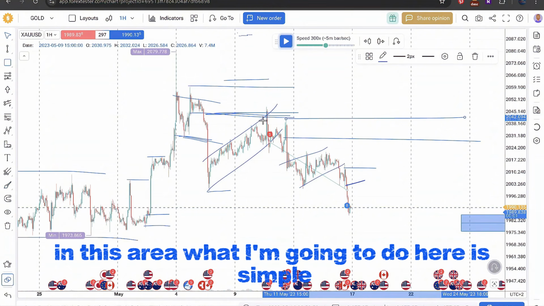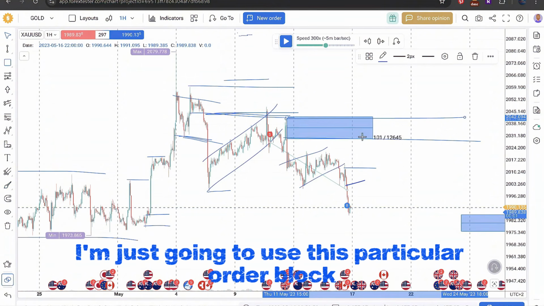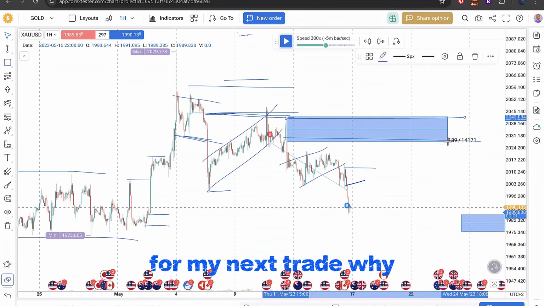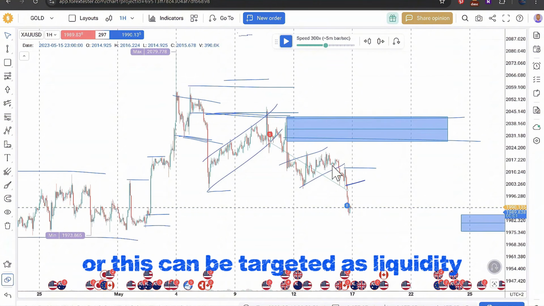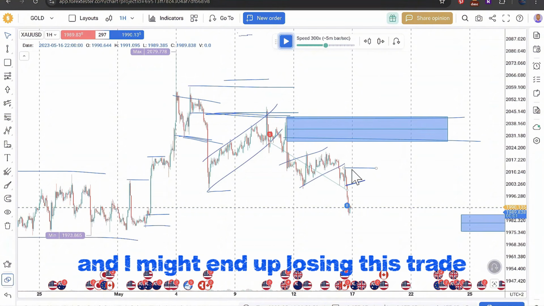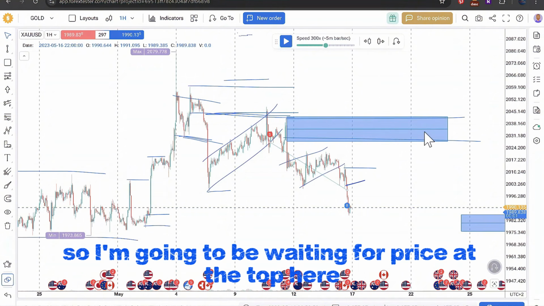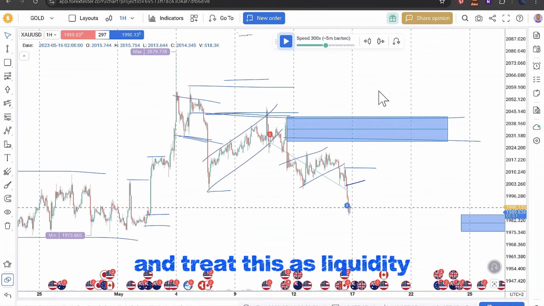What I'm going to do here is simple. I'm just going to use this particular order block for my next trade. Why? Because this can be targeted as liquidity, and I might end up losing this trade. So I'm going to be waiting for price at the top here and treat this as liquidity.